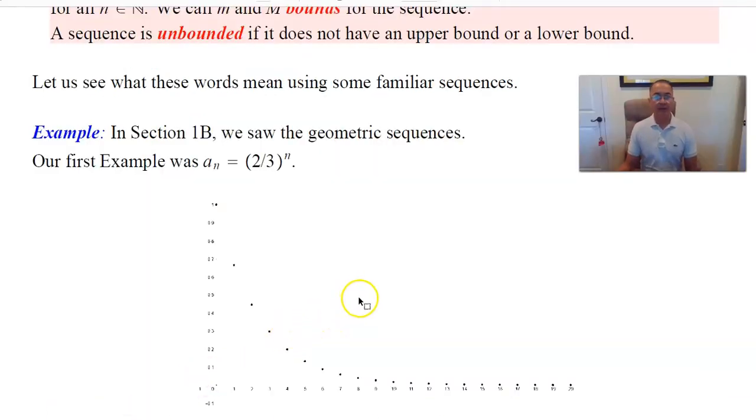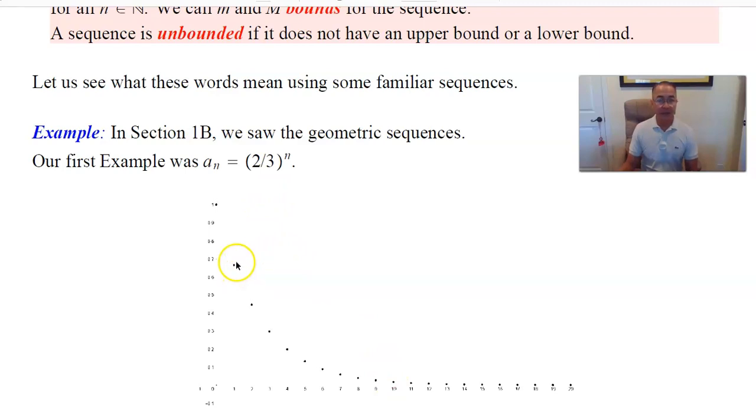All right, so let's try to understand these four terms using the geometric sequences that we saw in our first video. So I'm going over the examples that we can see in sections 1a and 1b. And the first example there of a geometric sequence is (2/3)^n. Okay, so 2/3 is between 0 and 1. We know that if you graph (2/3)^x, it will be a decreasing function. And of course, we have a horizontal asymptote y equals 0. So this is a decreasing sequence if we now just look at (2/3)^n.